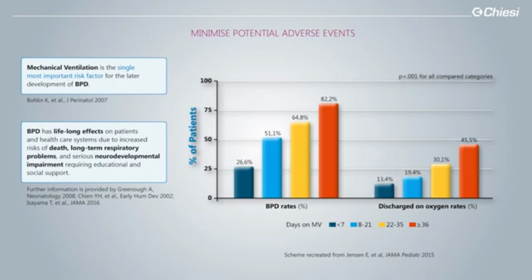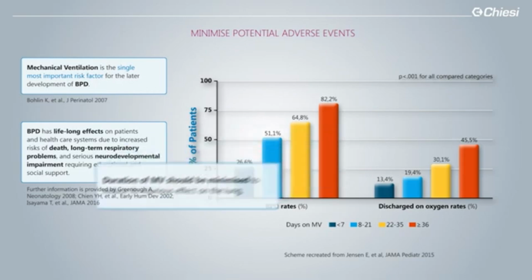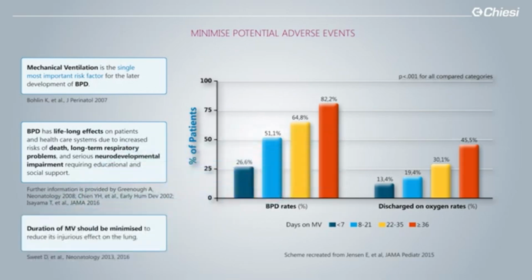may be even in need of PICU admission, and they are at higher risk of death. So if we look more long-term, BPD may also impact on neurodevelopmental impairment, requiring educational and social support for these babies. So this is why current guidelines strongly recommend to avoid as much as possible mechanical ventilation.